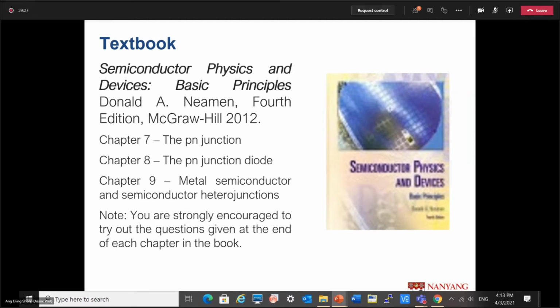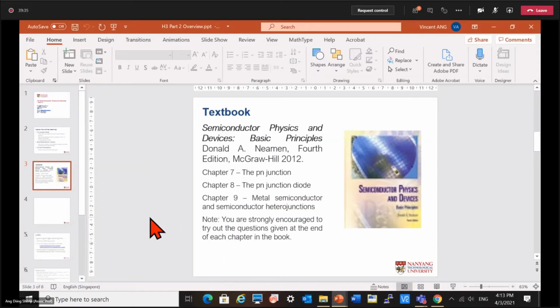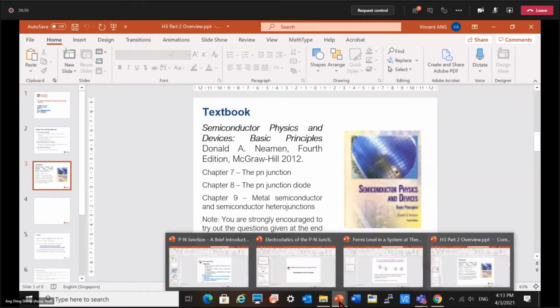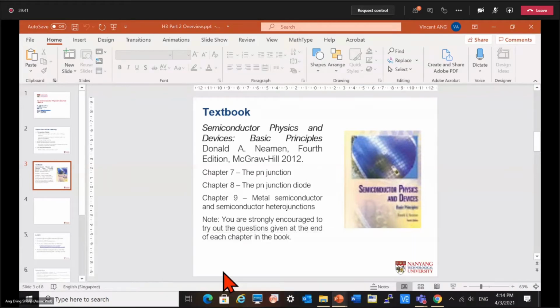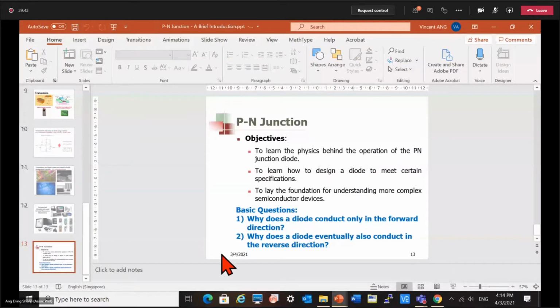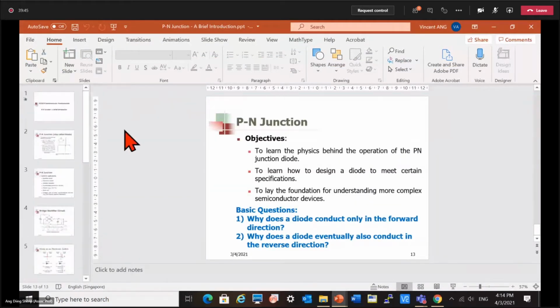Now, before I begin, I just want to ask at this point whether there is any question. If you do not have any questions, then I will start the topic on PN junction diode.